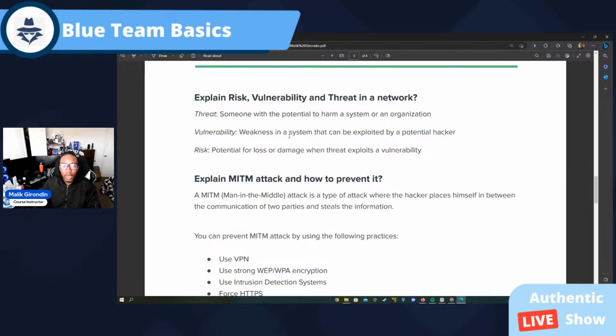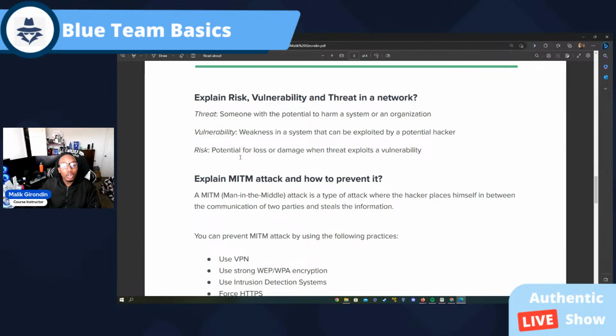Vulnerability: weaknesses in a system that can be exploited by a potential hacker. If you run Nessus, or any vulnerability scan, it will give you weaknesses, ranging from informational to critical to high, that can be exploited. And again, we're going to exploit Blue, a Windows 7 machine, in a couple of minutes. So that's going to be fun.